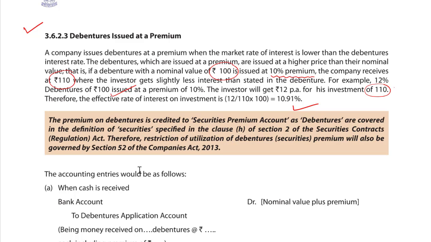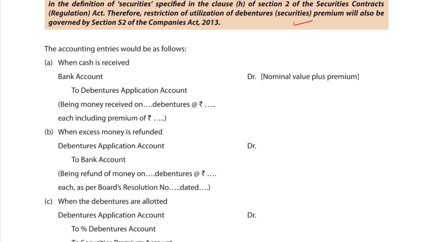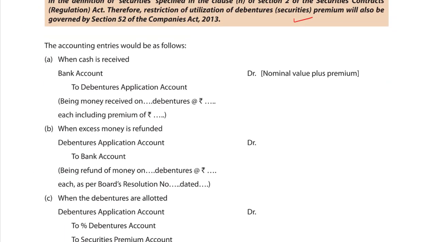The premium on debenture is credited to securities premium account, as debentures are covered in the definition of securities specified in clause H of section 2 of Securities Contract Regulation Act. Therefore, restriction of utilization of debenture securities premium will also be governed by section 52 of the Companies Act 2013. The accounting entries would be as follows.